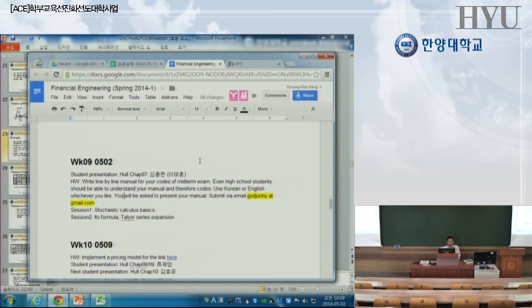Use Korean or English, whichever you like. Okay. 한글로 하든지 영어로 하든지. And then you will be asked to present your manual. I'll ask you to present your manual, and please submit your manual via this email. And this is homework, due next week.